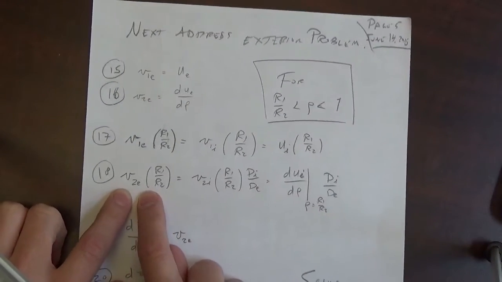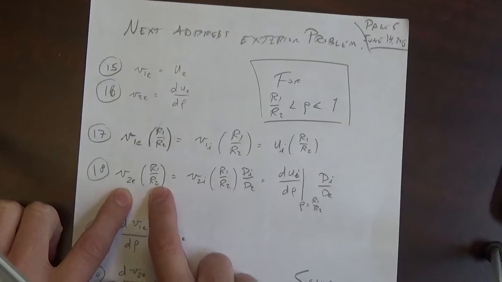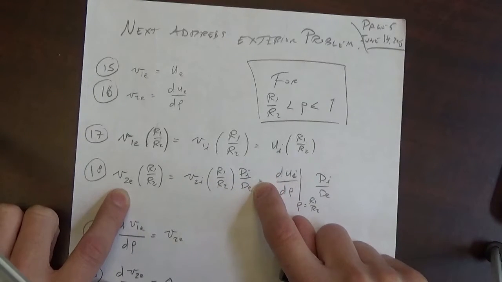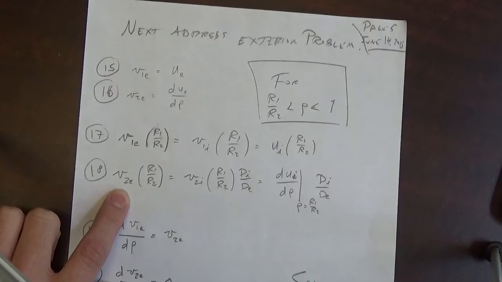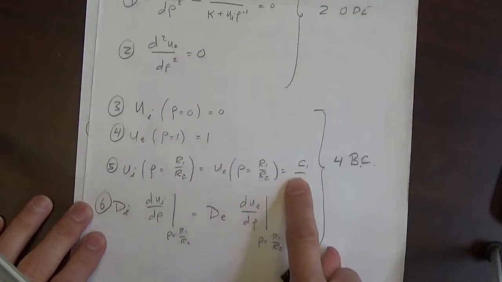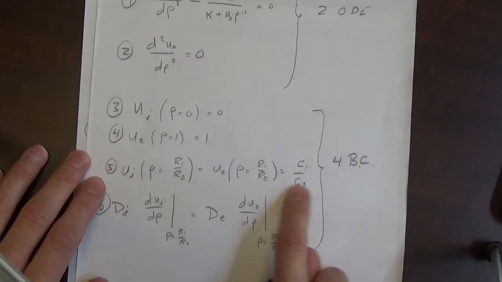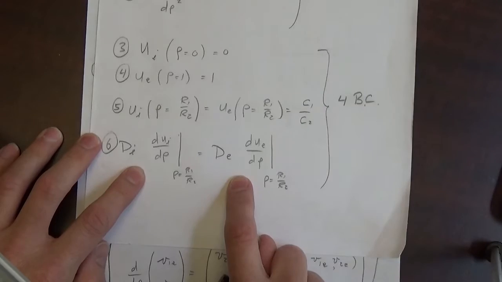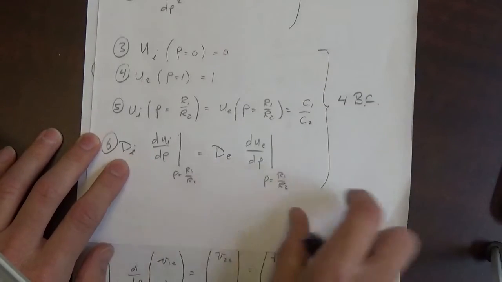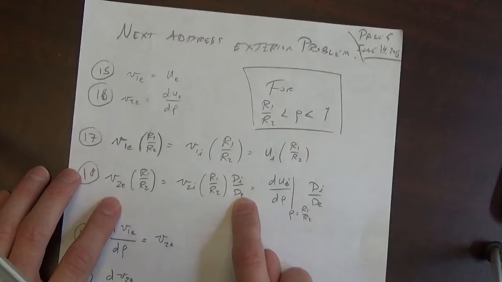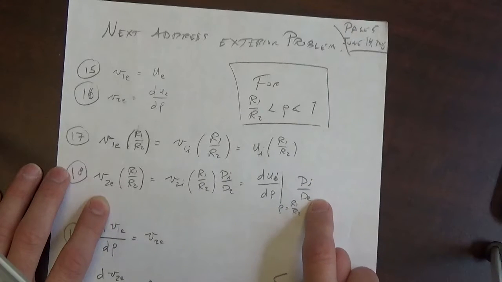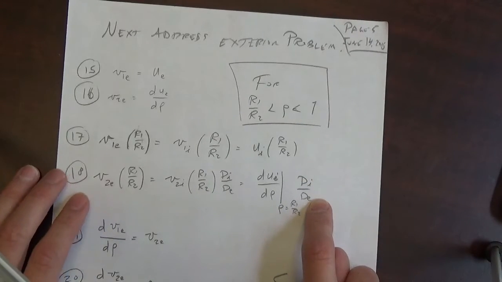Our second initial condition is that u2e at r1 over r2 is equal to u2i over r1 over r2 times the ratio of di over de. And this setup comes from our boundary condition here on page 1, in which we say that the flux on the left and the right-hand side of the interface have to be equal. So that ratio of di to de becomes important. So we get dui over d rho at rho equal to r1 over r2 times di over de. And this is the problem we're setting up.